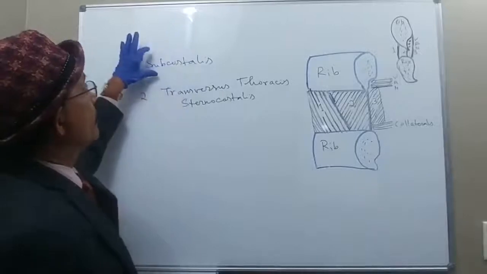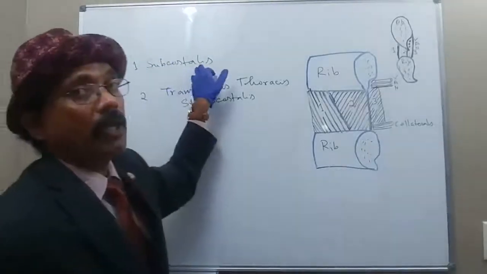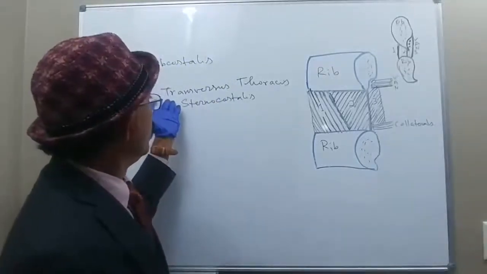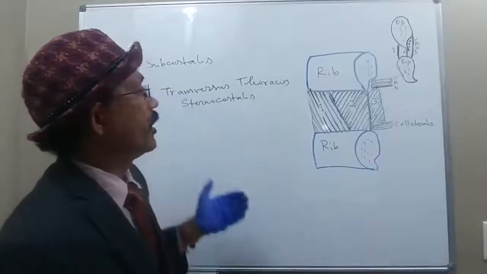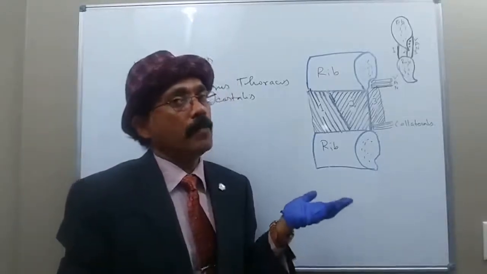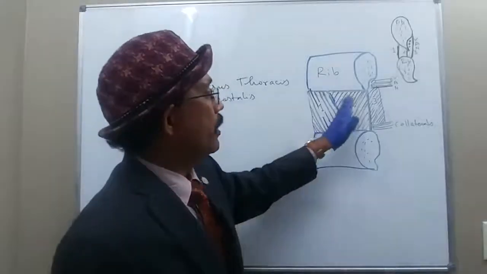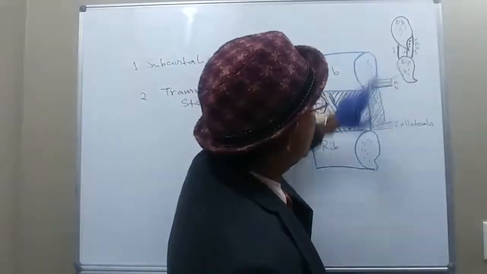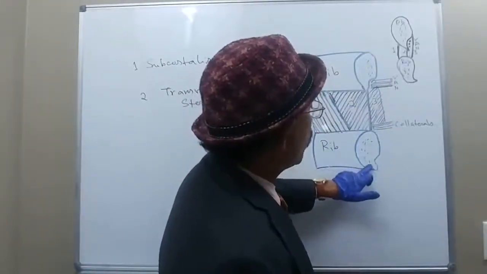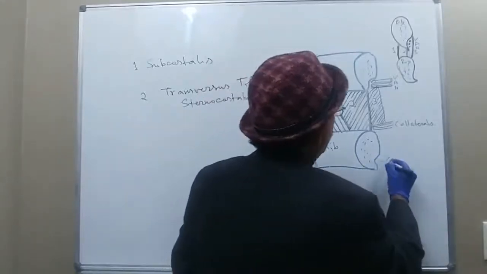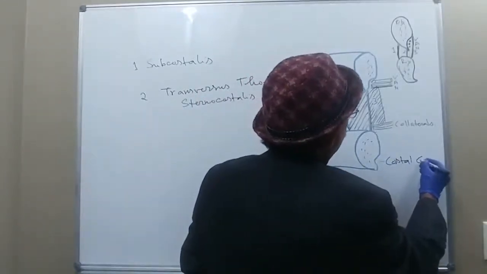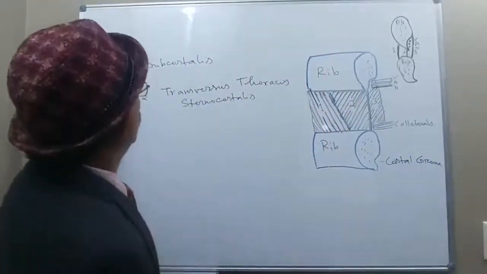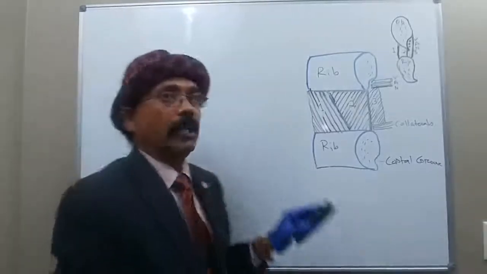Nerve supply of subcostalis is from the corresponding intercostal nerve. Transversus thoracis or sternocostal nerve supply is from the corresponding intercostal nerve, like this. Okay, this is the rib, the cut section of this is the spongy part of the rib, and the compact part of the rib. This is the costal groove that contains the neurovascular bundle. Okay, we got the muscles here. We got the nerve supply.